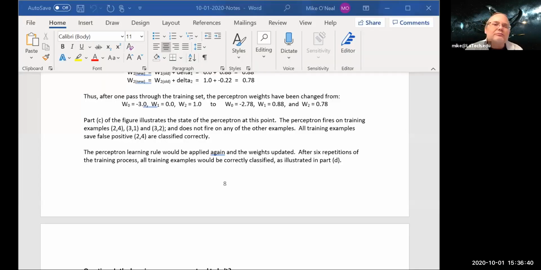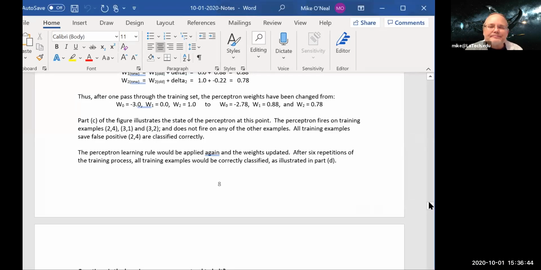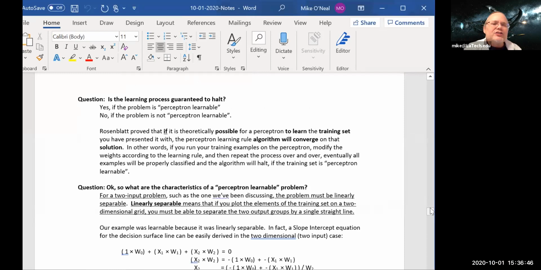Let's examine some questions about this. Question: is the learning process guaranteed to halt? We've already talked about this multiple times. Let's talk about it one more time. Yes, this process will halt if, gigantic if, the problem is perceptron learnable. No, if the problem is not perceptron learnable.